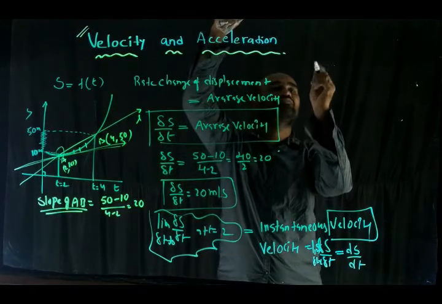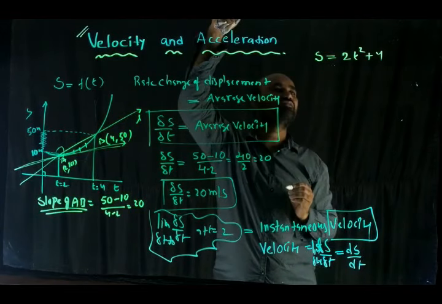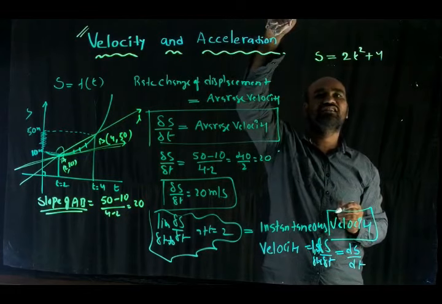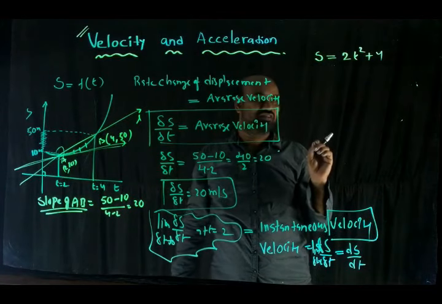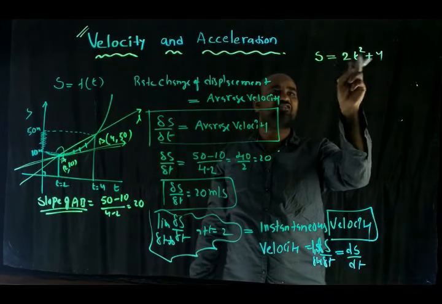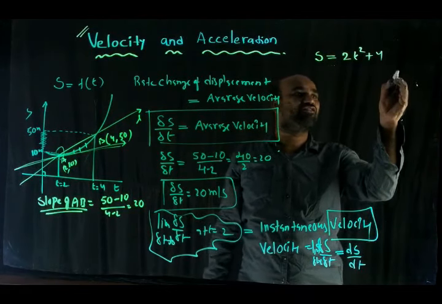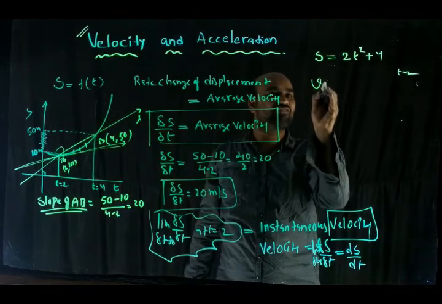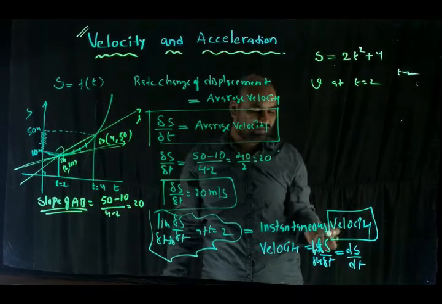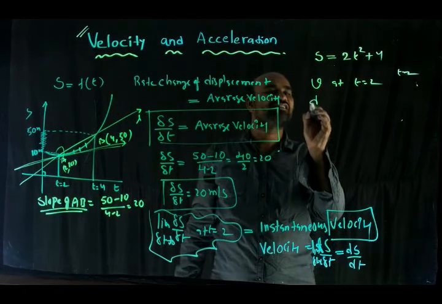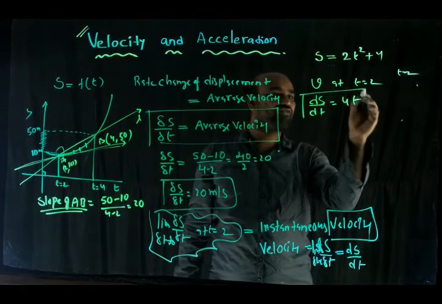See one example problem. s is equal to 2t square plus 4, the relationship between distance traveled by a particle with respect to time. So at t equal to 1, s is equal to 6, like that. I want to find the velocity of the particle at t equal to 2. What should v be? Just now we observed that it is ds by dt. ds by dt equals 4t.